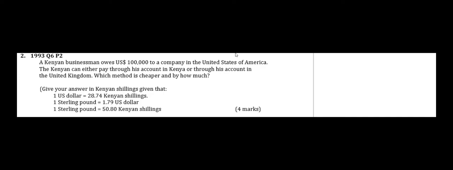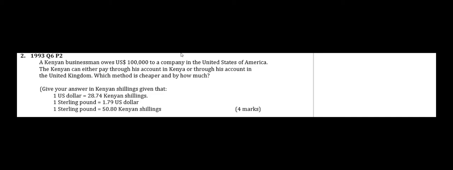This is one of the questions that are common in the KCSE. It's called exchange rates. A Kenyan businessman owes $100,000 to a company in the United States of America. The Kenyan can either pay through his account in Kenya or through his account in the United Kingdom. Which method is cheaper and by how much?